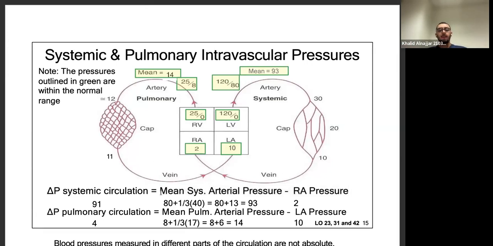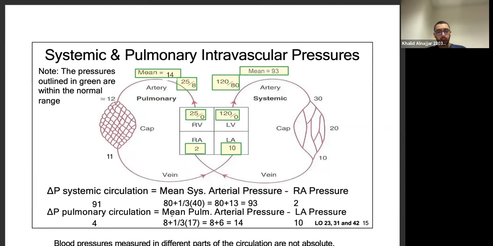And we cannot use the aortic pressure here, basically, because we are trying to find the systemic circulation's pressure. So we will take the mean systemic arterial pressure, or the average systemic arterial pressure. Okay, we will use it to calculate the driving pressure of the systemic circulation.